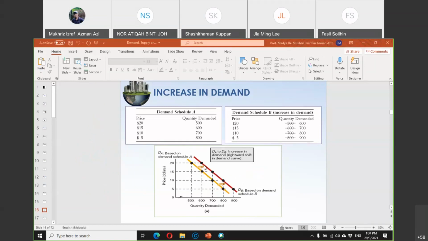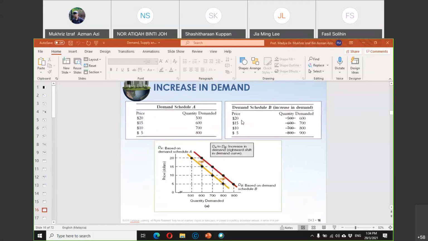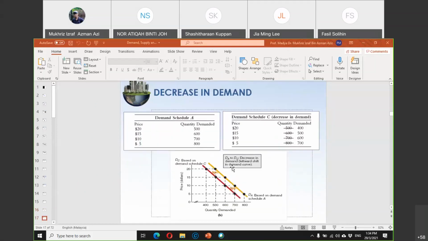But demand can also shift. We use the words increase in demand, not increase in quantity demanded. When you talk about an increase in demand or a decrease in demand, you are automatically referring to the shifting of the demand curve to the right or to the left. An increase means the curve shifts to the right. A decrease in demand means the curve shifts to the left. That is the main thing you need to understand.